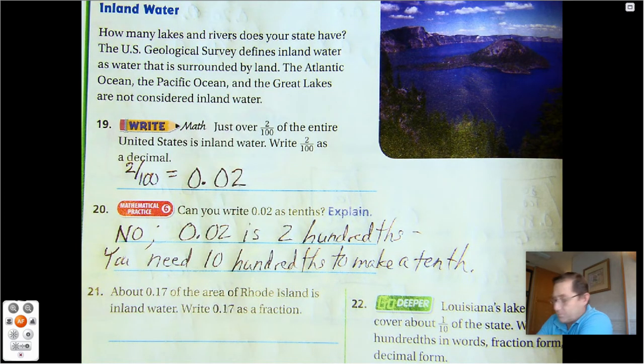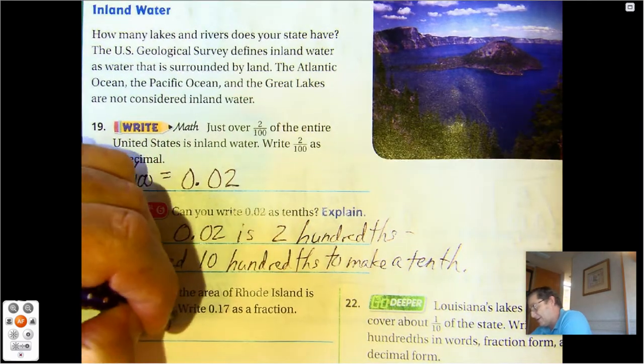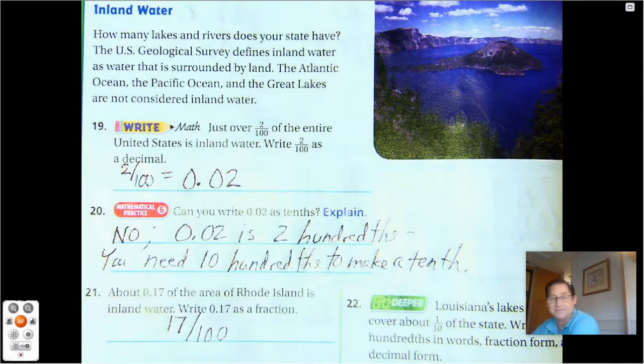All right, 21. About 17/100 of the area of Rhode Island is inland water. Write 17/100 as a fraction. And we write it just like you say it. 17/100.